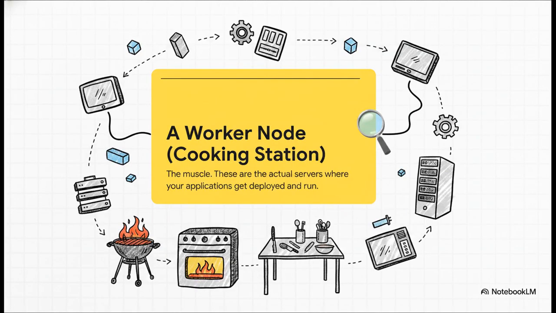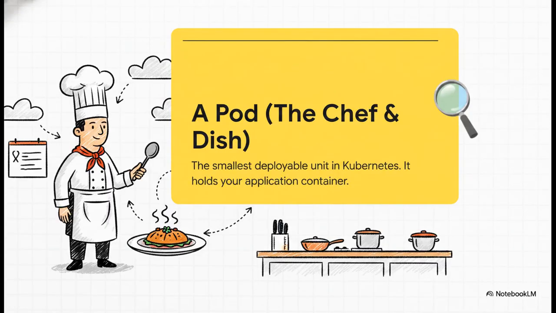Then you have the worker nodes. These are the muscle, the workhorses. Think of them as the actual cooking stations in the kitchen, the grills, the ovens, the prep tables. These are your servers, the machines that have all the resources needed to do the heavy lifting and actually run your apps.